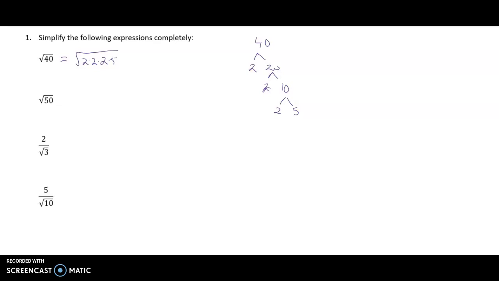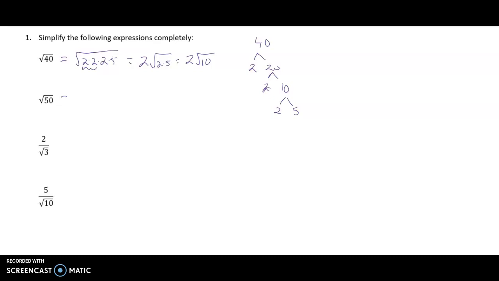And then what I do is I pull out pairs of them. When I take these out, they become a 2 on the outside. And then I'm left with root 2 times 5. And at that point, there are no more pairs that I can pull out. So I just write 2, and then I multiply the 2 by the 5 to get a 10. So you should have 2 root 10.